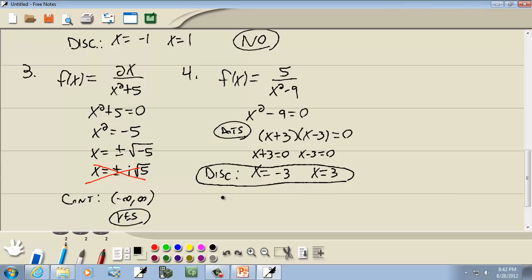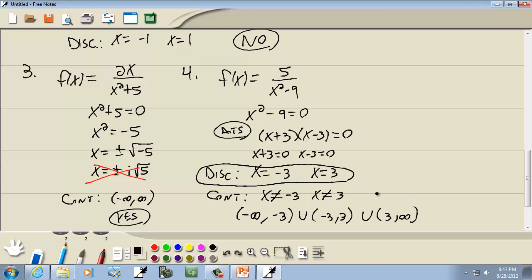Now where it's continuous, you could write x is not equal to negative 3 and x is not equal to 3. A better way to write it, to match what the book does, is interval notation. This will go from negative infinity to negative 3, union, negative 3 to positive 3, union, 3 to positive infinity.